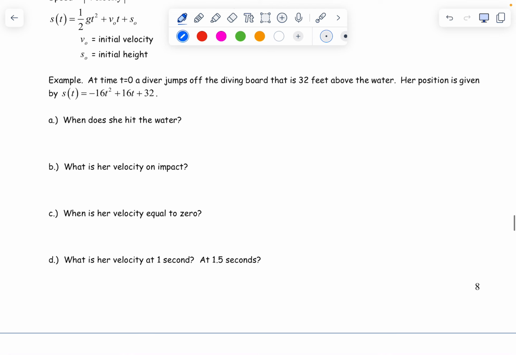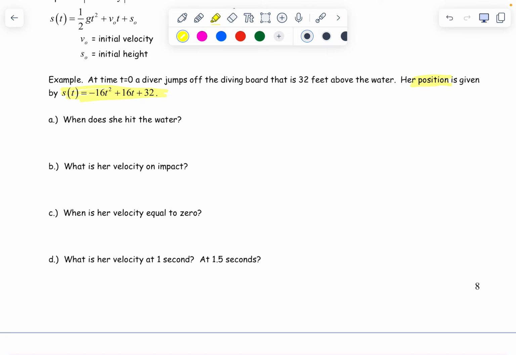At time t equals 0, a diver jumps off the diving board that is 32 feet above the water. Her position is given by s of t equals negative 16t squared plus 16t plus 32. So let's highlight the position, just like the previous one, is given to us. And then it says, when does she hit the water? Now, when it hits the water, typically the level is at y equals 0, right? When it hits the x-axis.